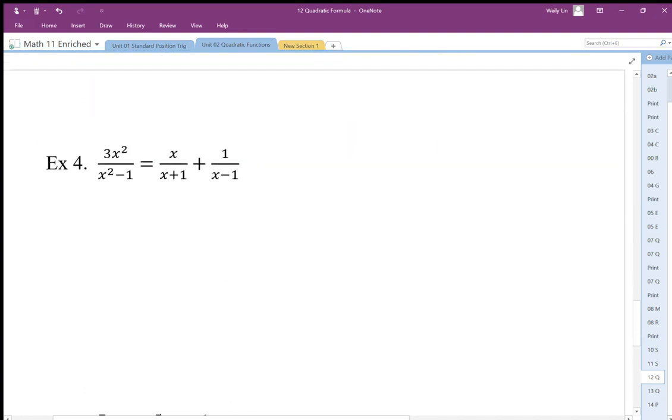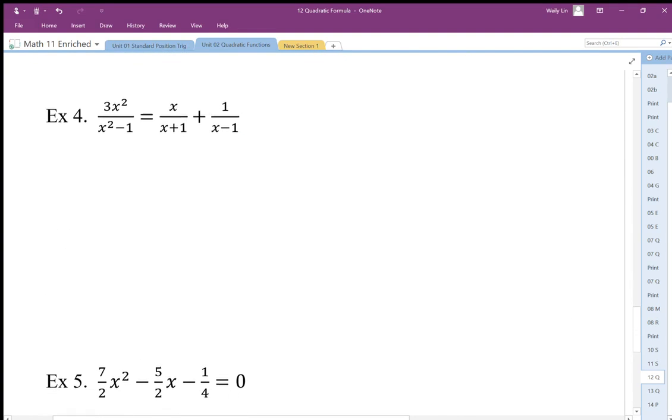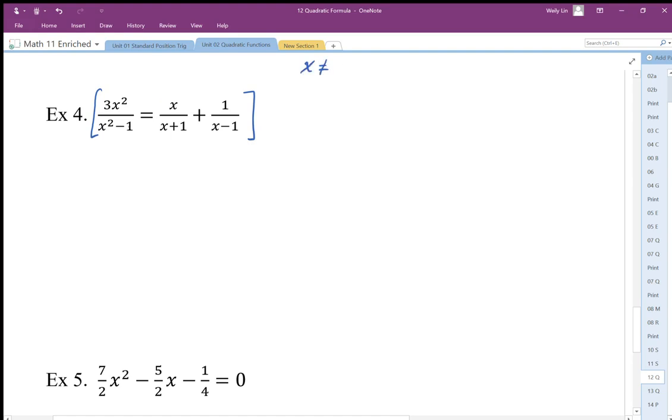Okay, so these ones here, what we want to do first is put it into a quadratic form. So we need to get rid of the denominator. We should state our restrictions. So x, we can't divide by 0, so x can't be -1 or 1.